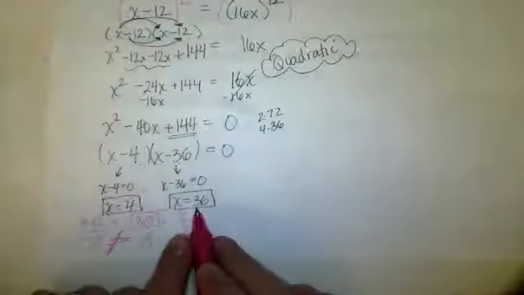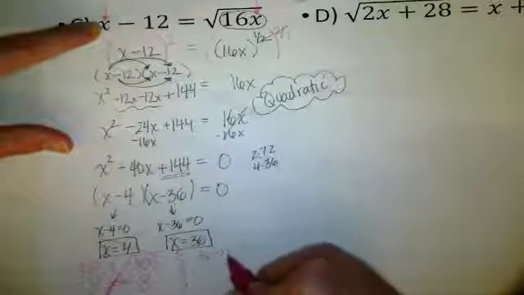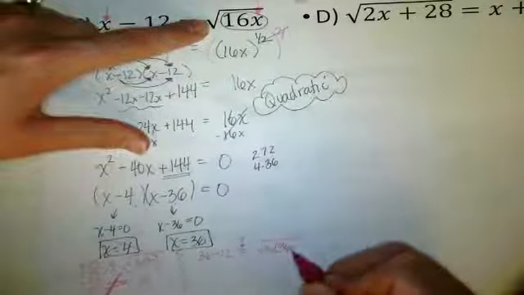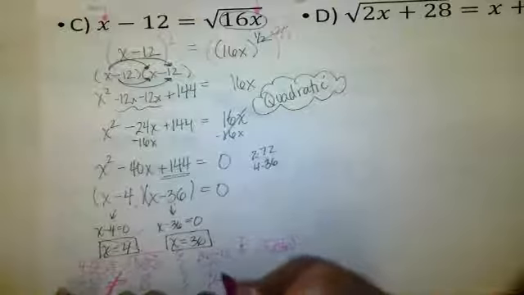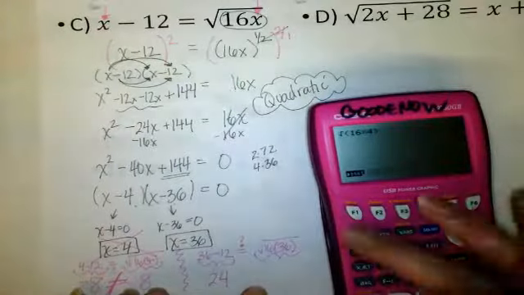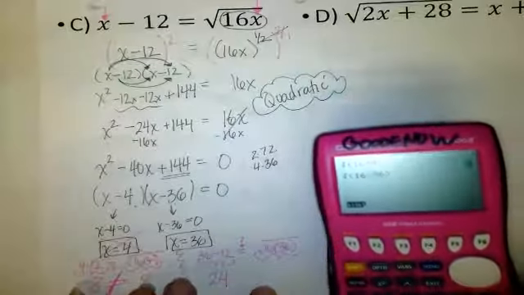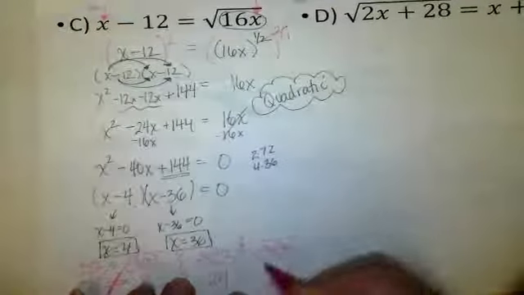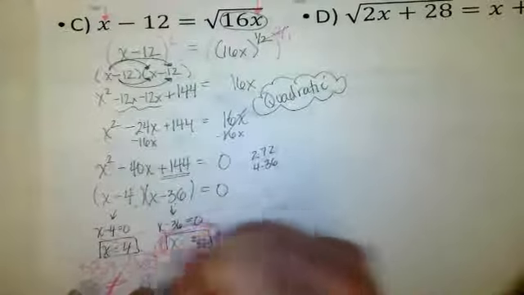So now I need to test 36. Again, I'm going to plug in 36 into my equation. 36 minus 12, does it equal the square root of 16 times 36? Well, what's 36 minus 12? 24, good. And now I want to check the right side there. So again, square root of 16 times 36, all inside underneath that radical. And I get 24. Hey, did those work? Yes, 24 equals 24. So this is our only solution right there.